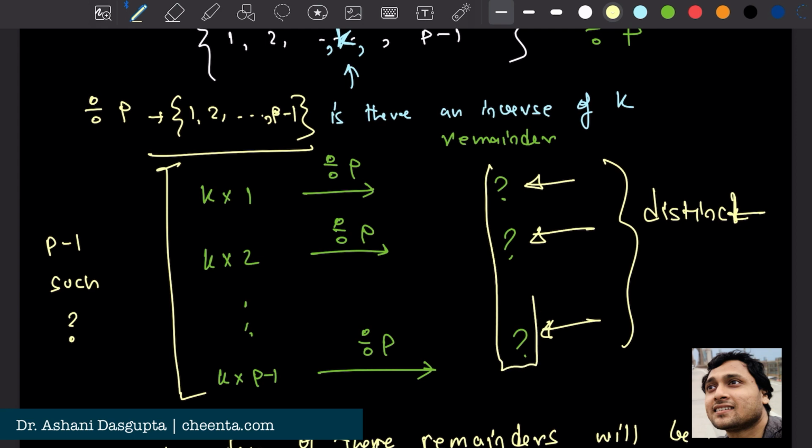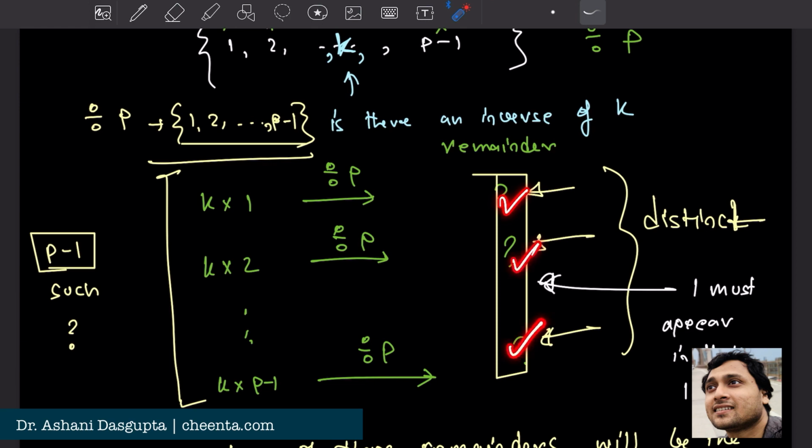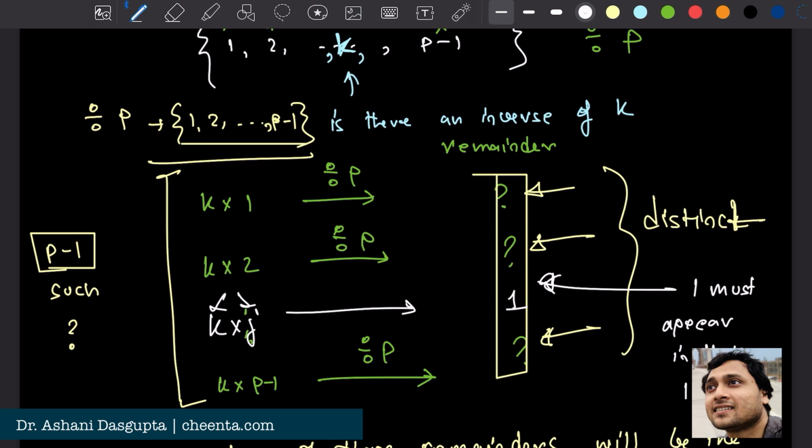So, among this list of question marks, since all of them are distinct, and there are p minus 1 of them, and there are p minus 1 possible values, therefore, 1 must appear in this list. This is a subtle argument. Think about it. There are p minus 1 question marks and they can have p minus 1 distinct possible values, and we have proved that all of them are distinct. So there is somewhere in this list 1, right? Because 1 is one of the possible remainders and you have to use up all possible remainders because all the question marks are distinct. So, suppose k times j produces remainder 1, then k and j are inverses of each other.